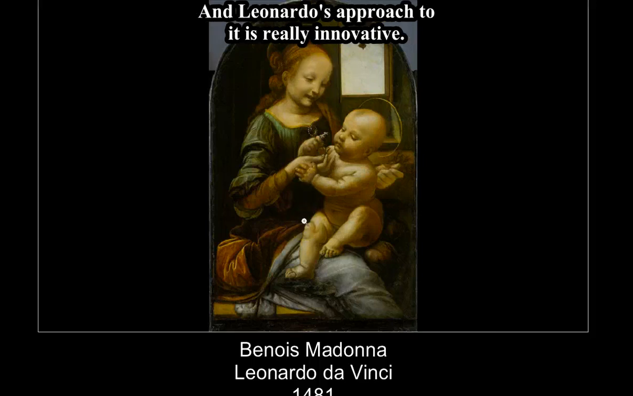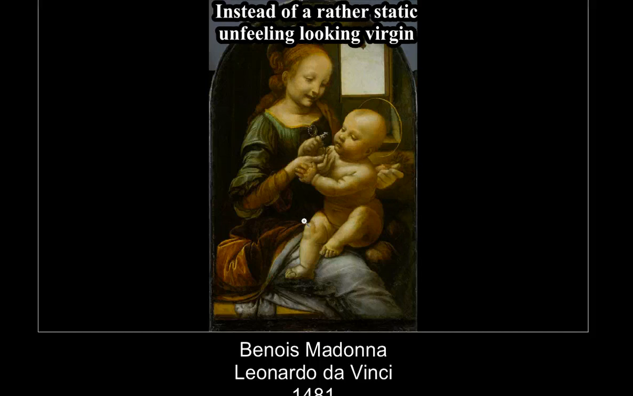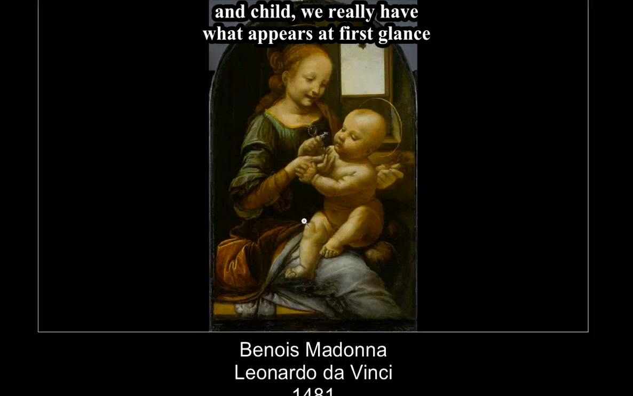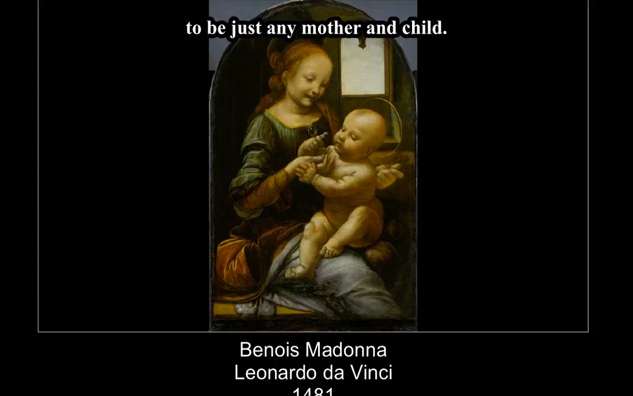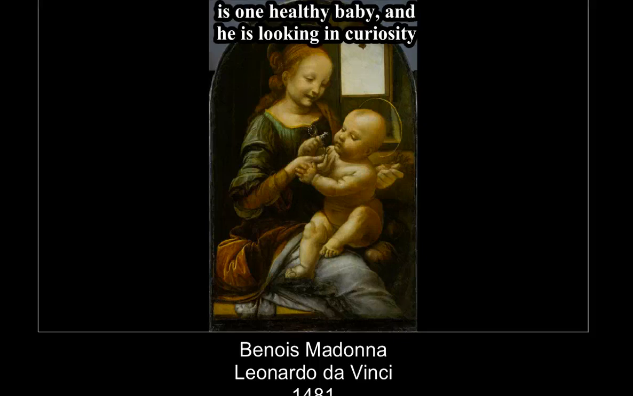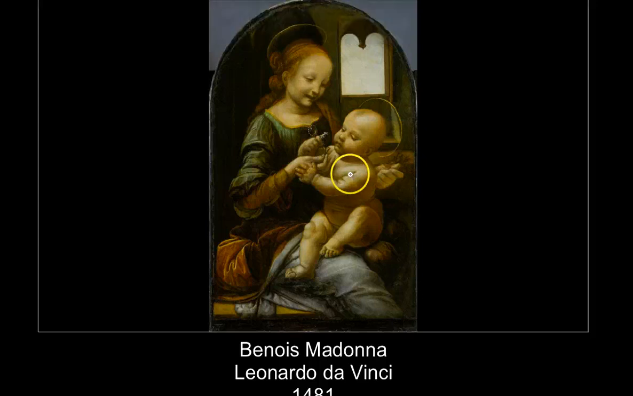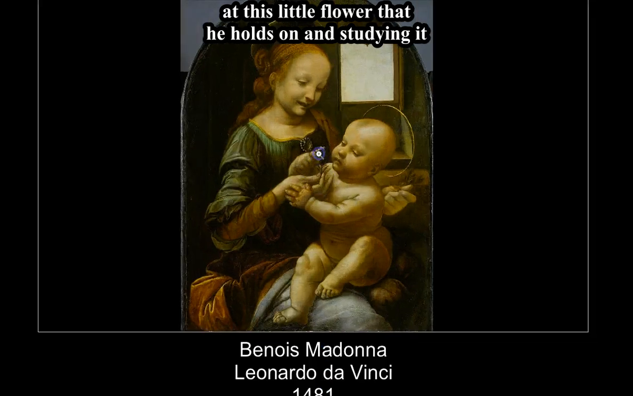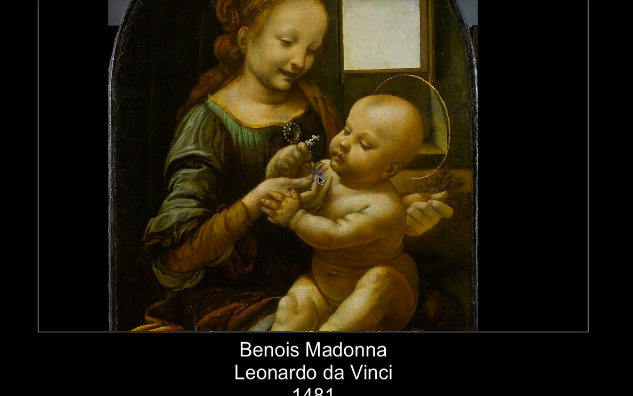And Leonardo's approach to it is really innovative. Instead of a rather static, unfeeling looking Virgin and Child, we really have what appears at first glance to be just any mother and child as they're interacting very naturally. You can see that the Virgin looks down lovingly at her child. The baby behaves like a baby, is one healthy baby. And he is looking in curiosity at this little flower that he holds, and studying it with great interest.